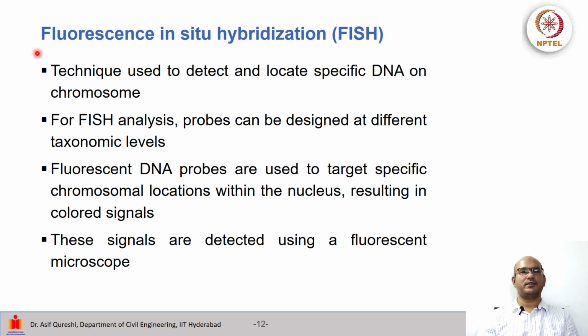The next technique is fluorescence in situ hybridization, which is also termed FISH. It is a technique used to detect and locate specific DNA on the chromosome. For FISH analysis, probes can be designed at different taxonomic levels. Such fluorescent DNA probes are used to target specific chromosomal locations within the nucleus, resulting in a colored signal, and these signals are then detected using a fluorescence microscope.